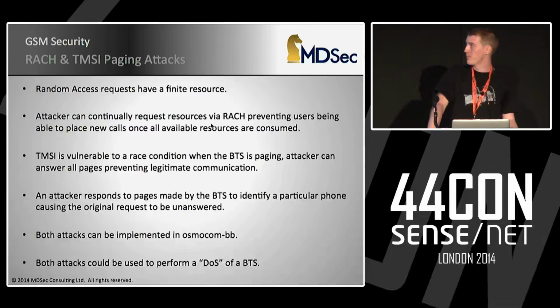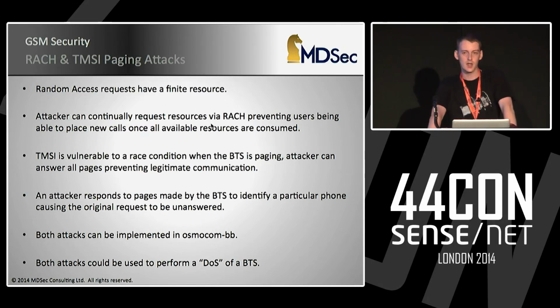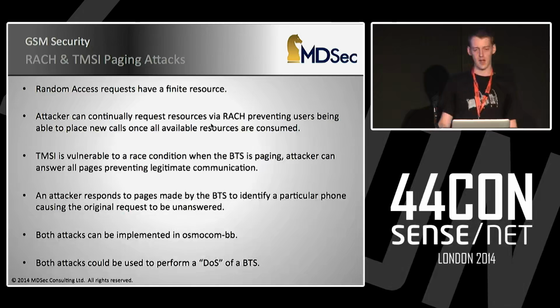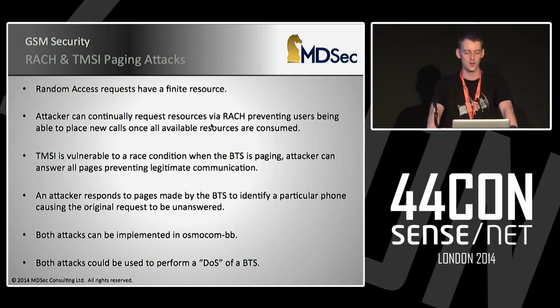There are also random access channel and TMSI paging requests. Now, these can be performed by a mobile station or a mobile phone trying to attack a cell tower. Essentially, because we have a number of time slots and there's a finite amount of resource available to subscribers on GSM, an attacker could continually request these resources by constantly making demands for time slots, or constantly saying, I want to make a call, I want to make a call, but not making use of those resources until all of the resources are consumed.